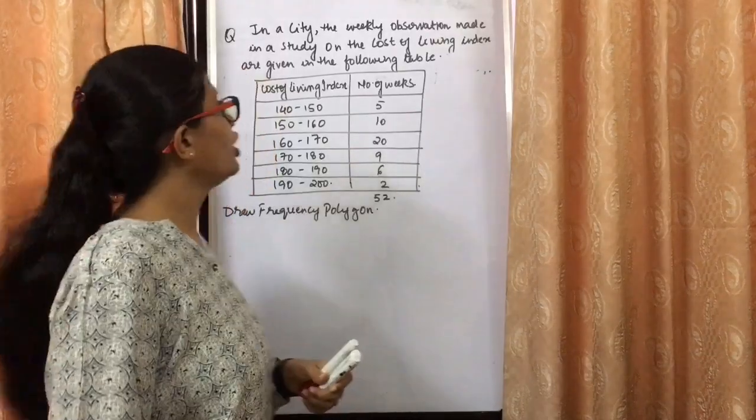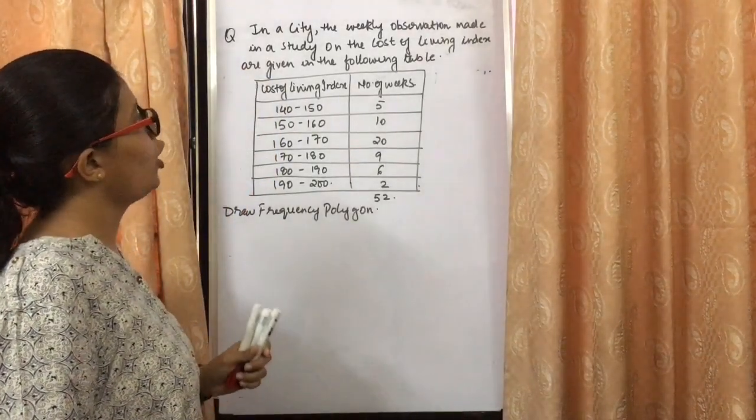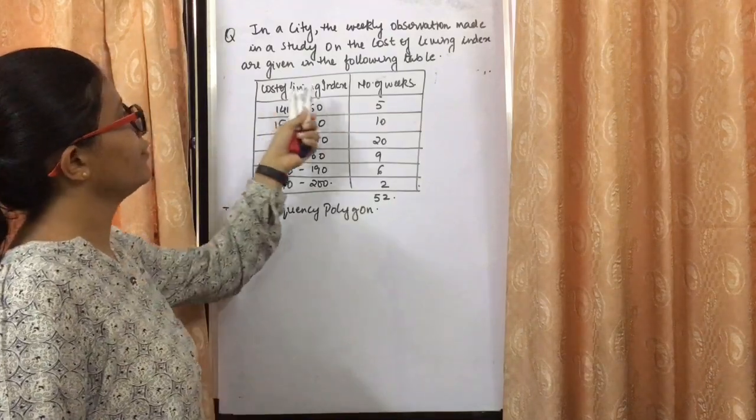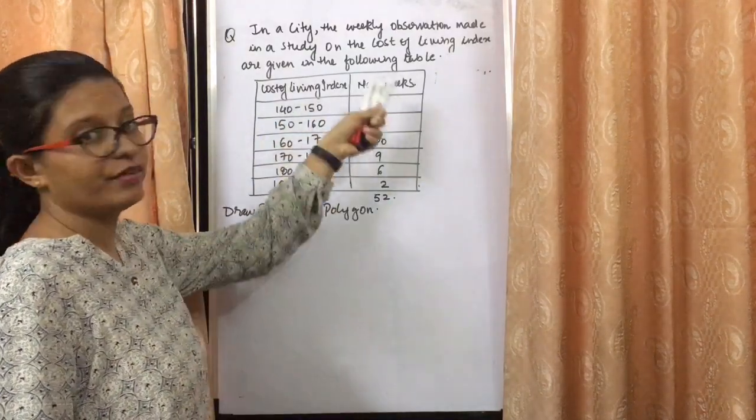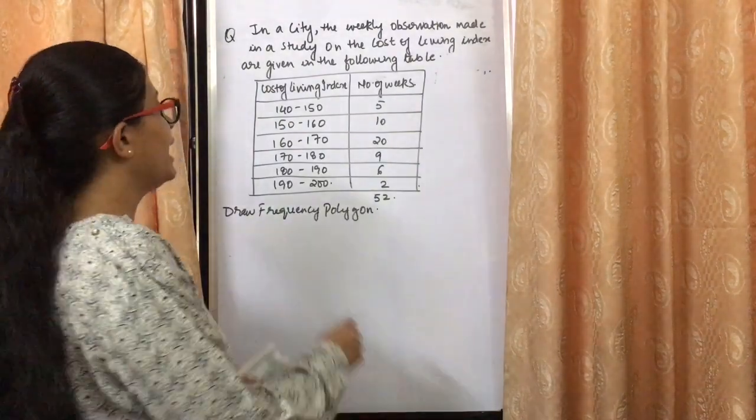Now let's have a look at this question. In a city, the weekly observations made in a study on the cost of living index are given in the following table. So this is the data given to you. You need to draw a frequency polygon for the given data. Now let's have a look.